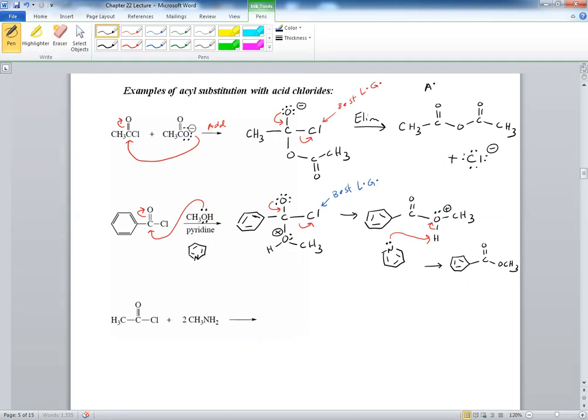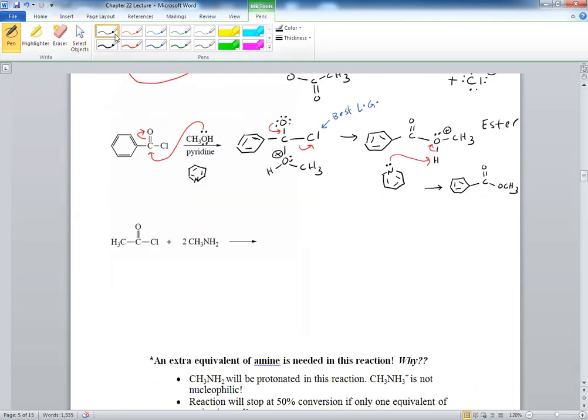So we made an anhydride. We made an ester. And now we're going to make an amide. So here's an important piece of information. Please be aware of this. We have 2 equivalents or 2 moles. So there's a need for that, as you will see in the mechanism. So the first equivalence is going to act as a nucleophile.